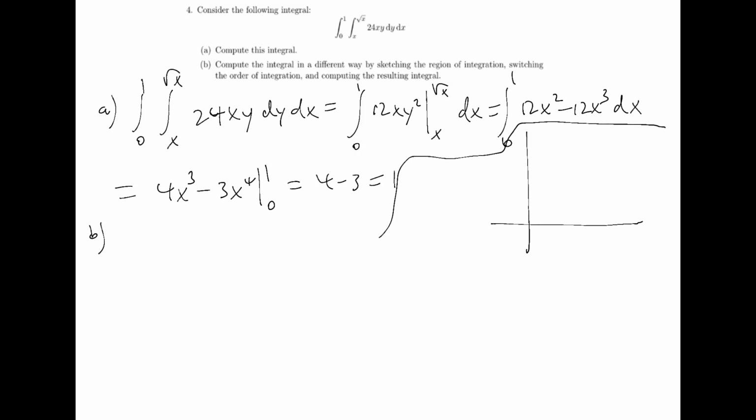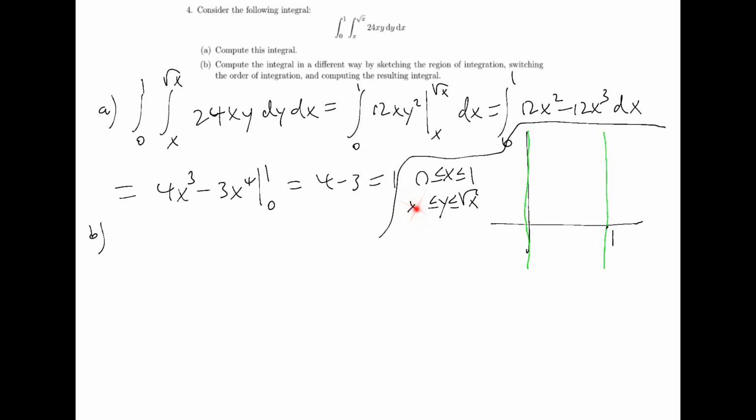So let's see. X goes from 0 to 1. We can see that from the integral. And y goes from x to root x. So now we can sketch this as follows. X goes from 0 to 1. So let's again use green for x. So x goes from 0 to 1. And what about y? So the start curve for y is going to be x, and the end curve is going to be root x.